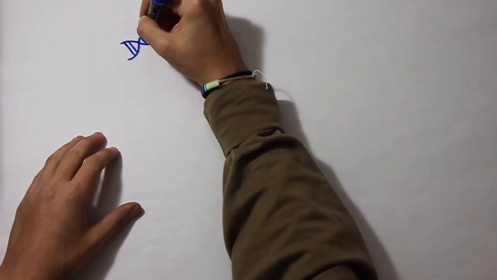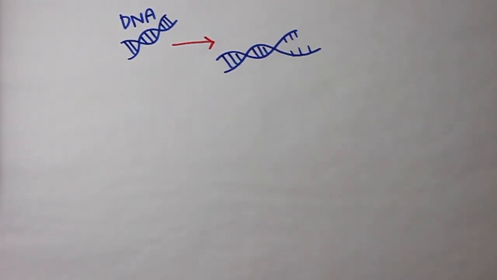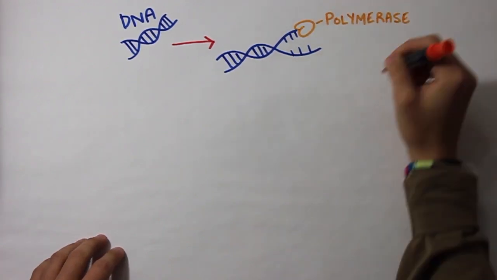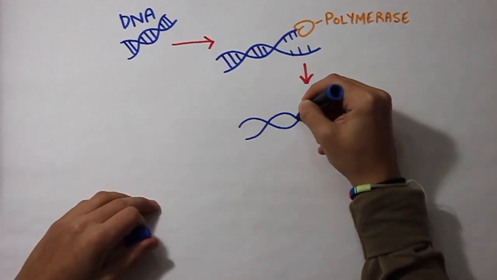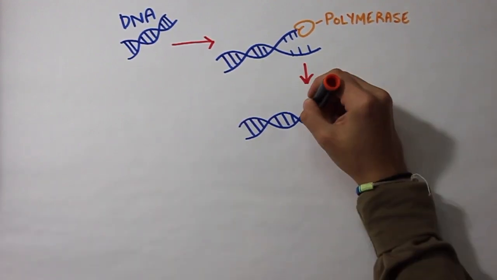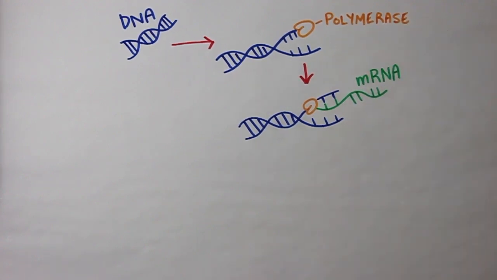As you see here, we have DNA. Now, an RNA polymerase molecule comes and attaches itself to a gene and tears the DNA strand apart. Then, it starts moving down the single DNA strand, creating mRNA. Okay, so let's talk about where the non-coding RNA comes into play.